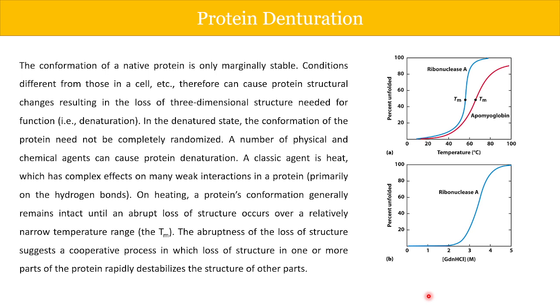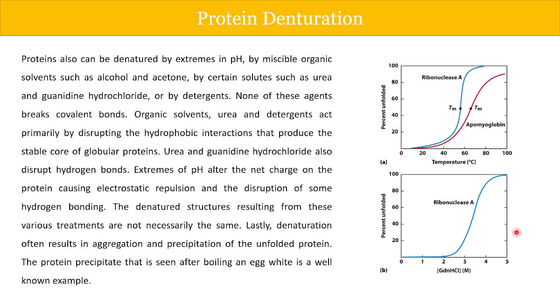Because here we are applying heat we can talk about Tm, but for guanidinium we cannot comment on the Tm, but we can comment on the stability of a particular protein. Now proteins can be denatured by extremes in pH, by miscible organic solvents such as alcohol and acetone. There are solutes such as urea and guanidinium hydrochloride which denature your protein, and proteins also get denatured by different kinds of detergents like SDS, sodium dodecyl sulfate.